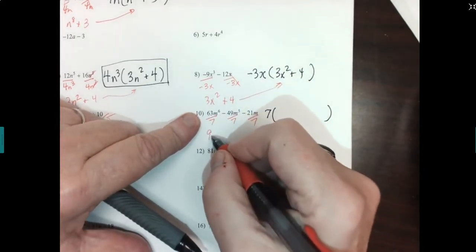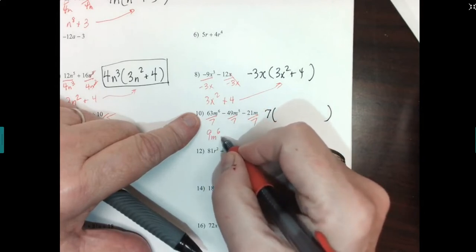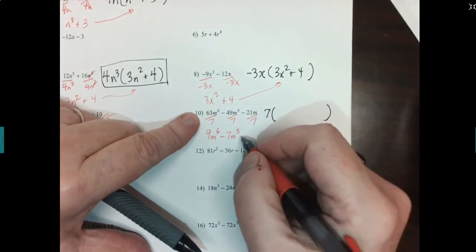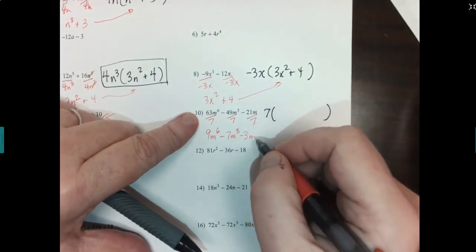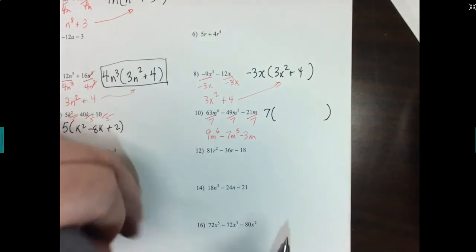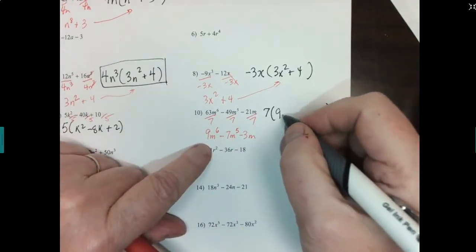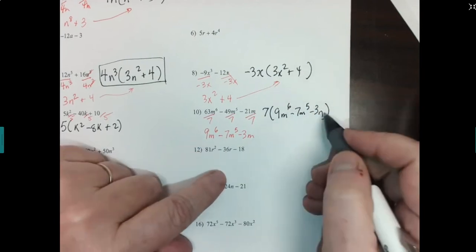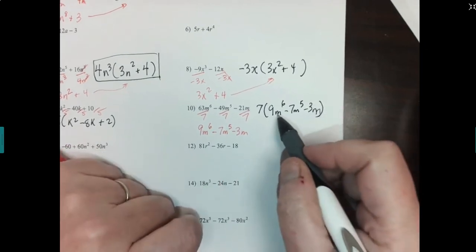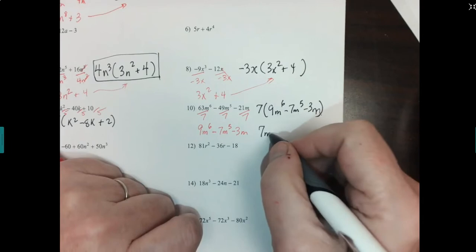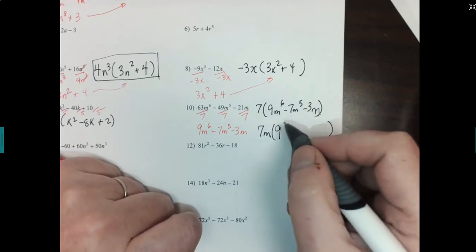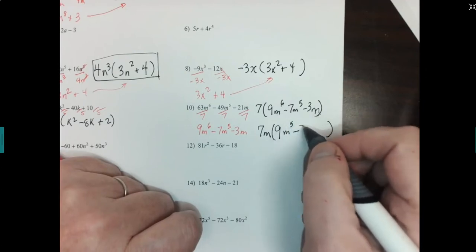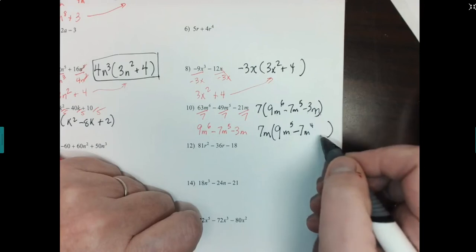I'm going to have 9m to the 6th left over, minus 7m to the 5th, minus 3m. And we can also factor out an m. Now, I could have pulled that out at the beginning. So always check that you can factor it further. And yeah, I can take out an m. So I'll be left with 9 times m to the 5th, minus 7 times m to the 4th, minus 3.